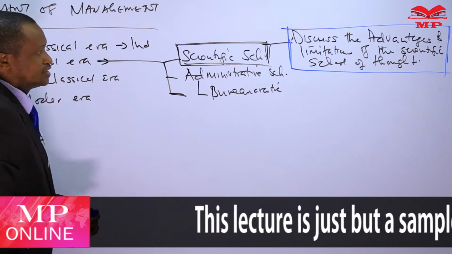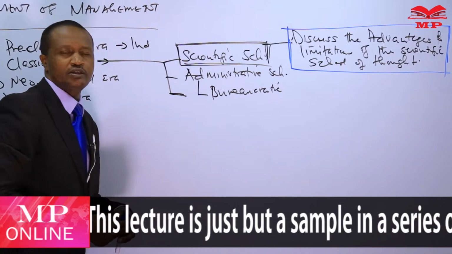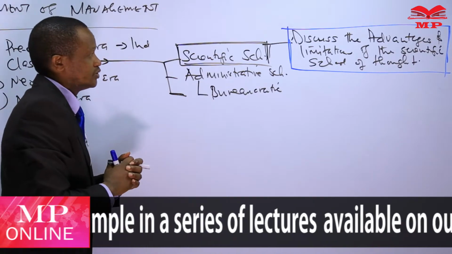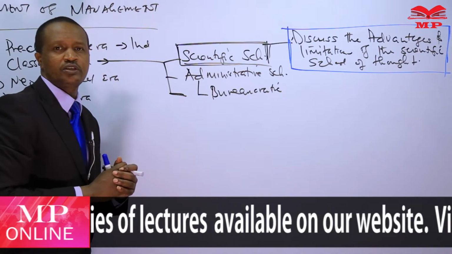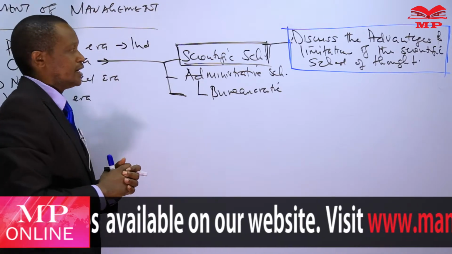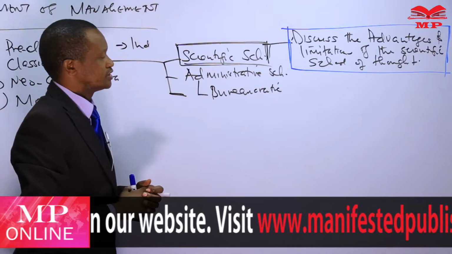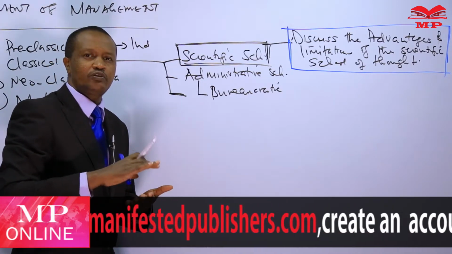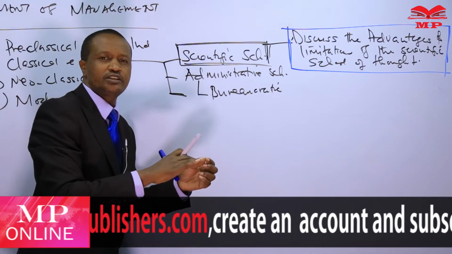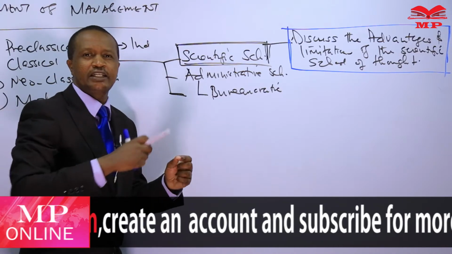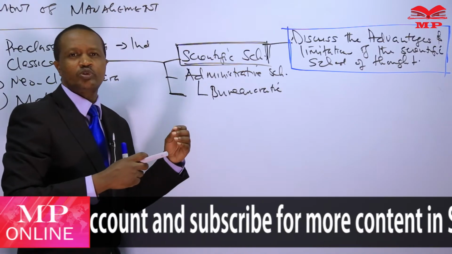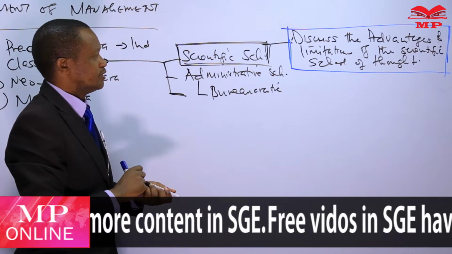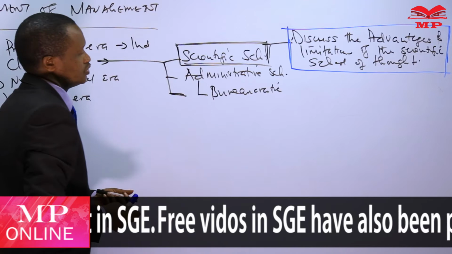And remember, we say that scientific school of thought looked at coming up with the best way of performing a task. We also looked at the various observations or contributions that were done by various scholars who mainly made their contributions as a result of observing procedures and coming up with techniques or procedures that would help in solving identified problems. So that is the scientific school of thought.